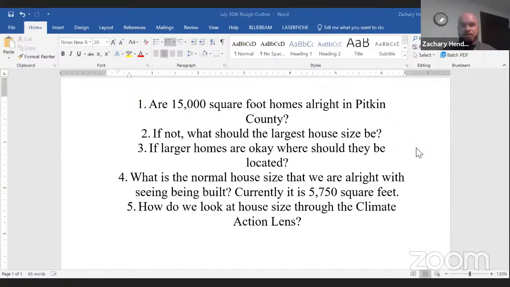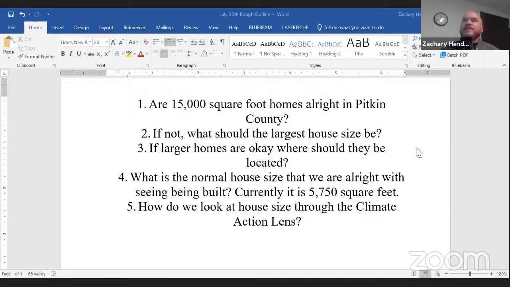Dan? Zachary, your comments a little while ago had to do with what the consensus that you see evolving and having to do with smaller homes. And so if that consensus is evolving now, then I think that question number three about where larger homes are okay is irrelevant for this moment.